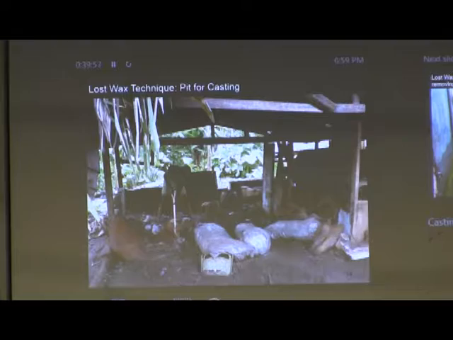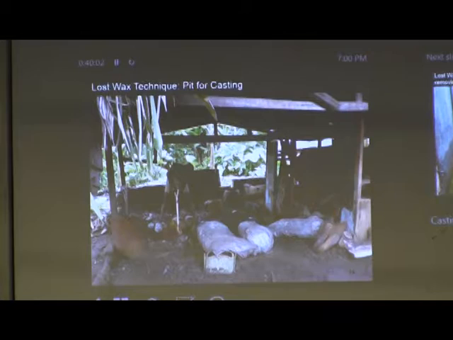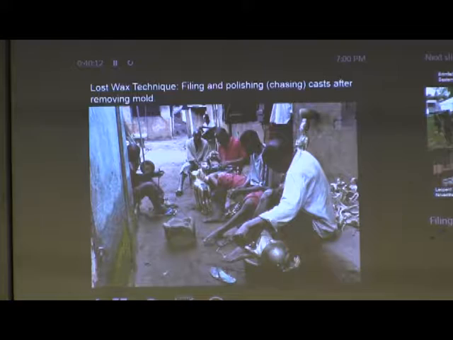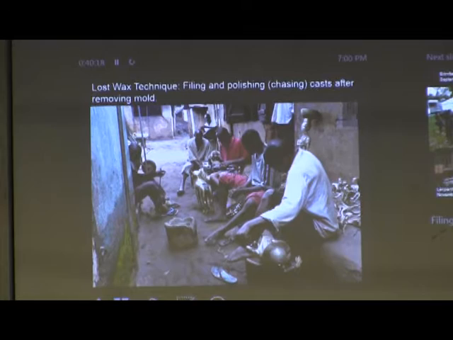Most people still use outdoor charcoal fires to heat the molds and pour the wax out, to melt the bronze and pour it in. And then, of course, once the mold is broken away, the objects are often filed and repaired in some cases if necessary.